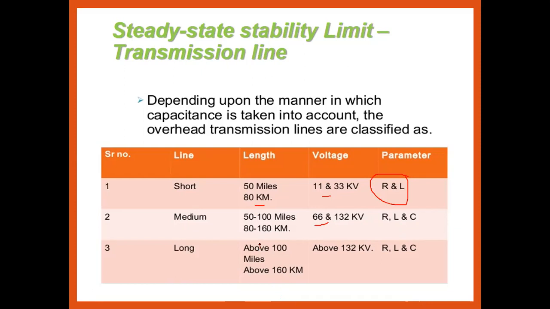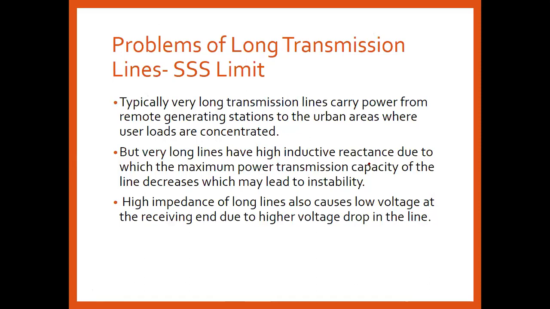Okay, so depending upon the manner in which the capacitance is taken into account for the overhead transmission line, it should be classified: whether to include capacitance or not, or whether to include admittance. But the short, medium and long should be classified on the basis of their voltage, length and parameters. In the short or medium line there are not so many disturbances, but for more than 200 kilometers, the steady state stability limit has some problems.